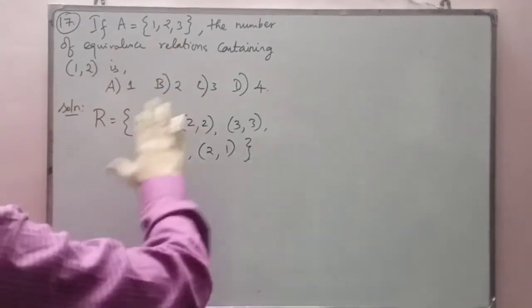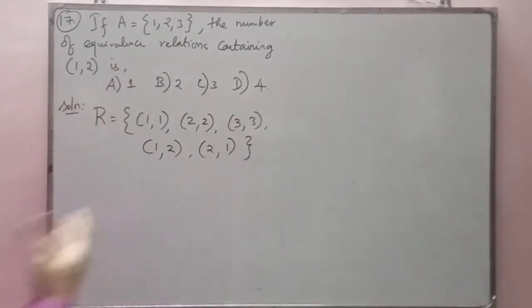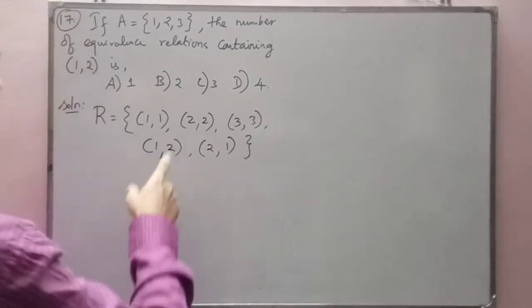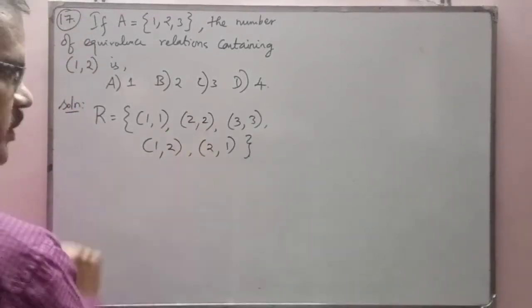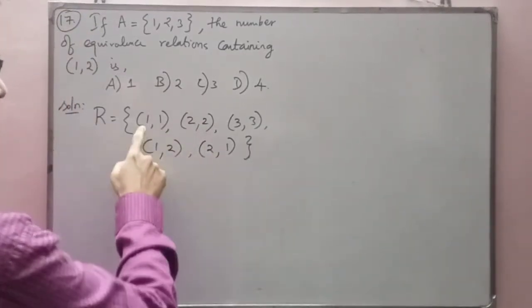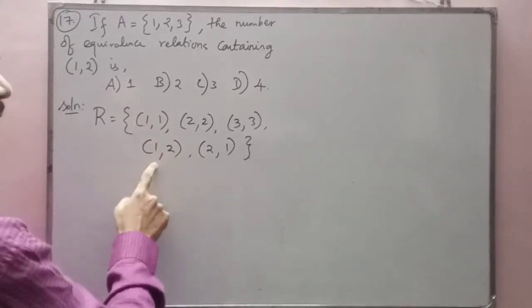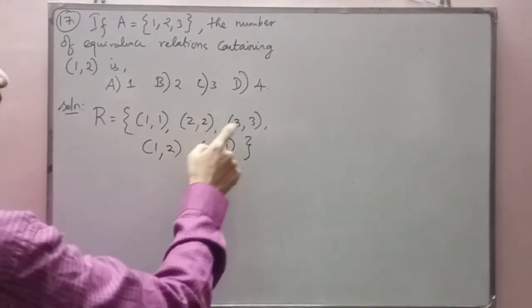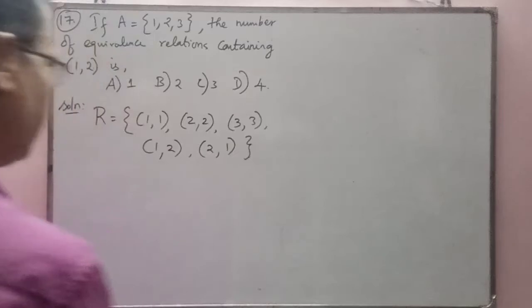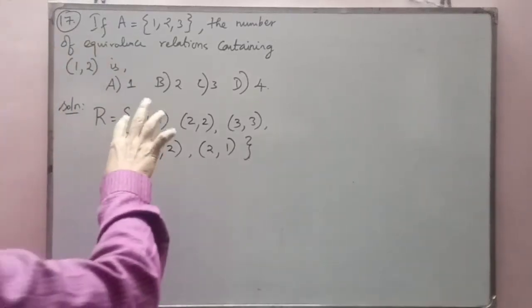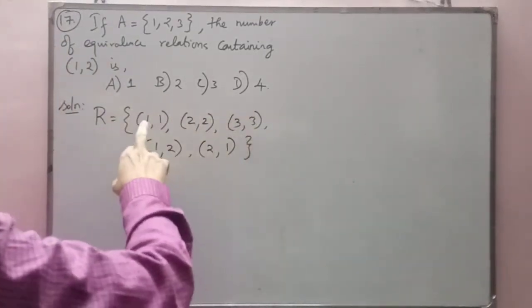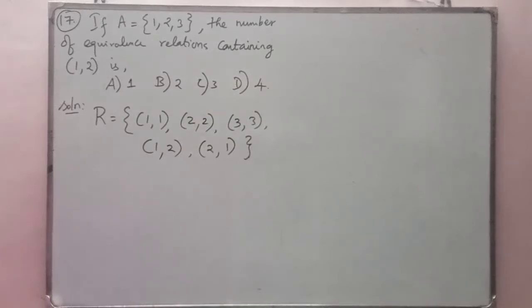So is this an equivalence relation? You check it out. 2, 2, 2, 1 should be there. Yes, it is there. When you go for 1, 1 and 1, 2 should be there, it is there. And 1, 1 and 2, 2 is always transitive. So this is one relation we have framed with 1, 1, 2, 2, 3, 3 and 1, 2, 2, 1. Okay, this is the smallest equivalence relation.